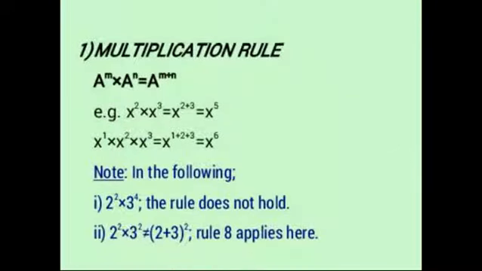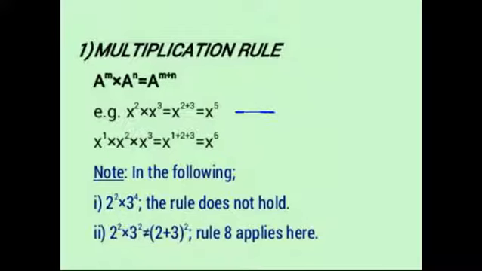The first is the multiplication rule, where you have that a raised to the power of m times a raised to the power of n is equal to a raised to the power of m plus n, where you have x times x raised to the power of 2 times x raised to the power of 3 will give you x raised to the power of 2 plus 3, which is equal to x raised to the power of 5. That's what we treated initially, that we had 10 times 10 is equal to 10 raised to the power of 2. That is 10 raised to the power of what? 1 plus 1, which is equal to 10 raised to the power of 2.